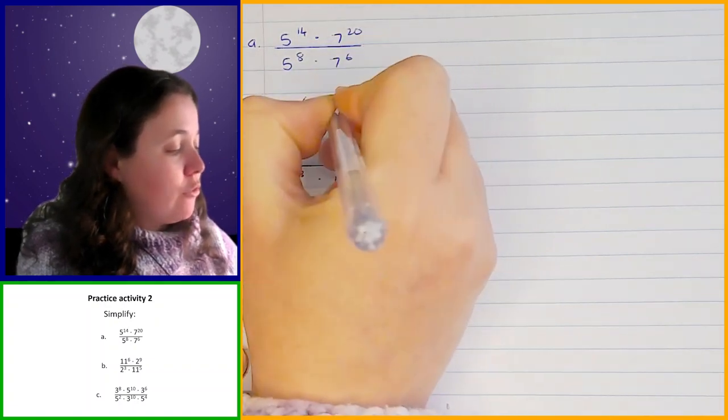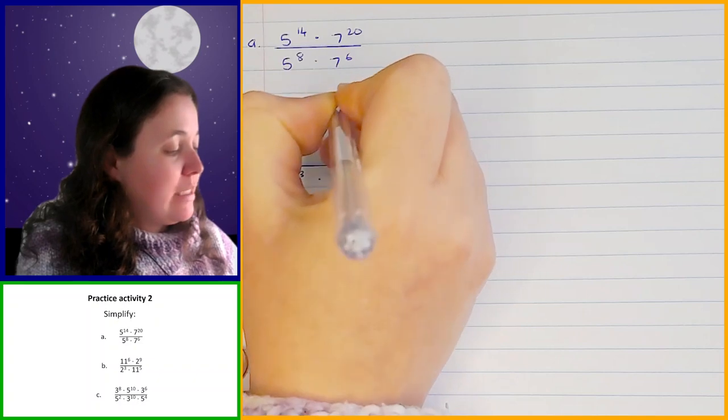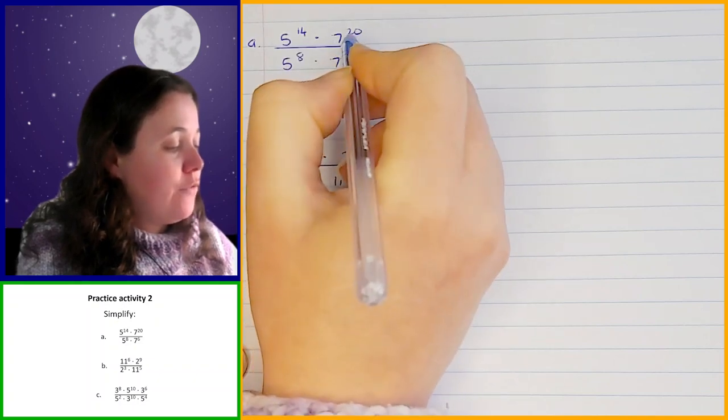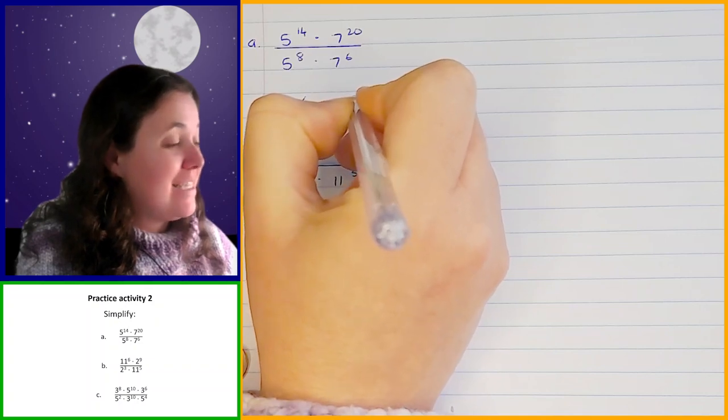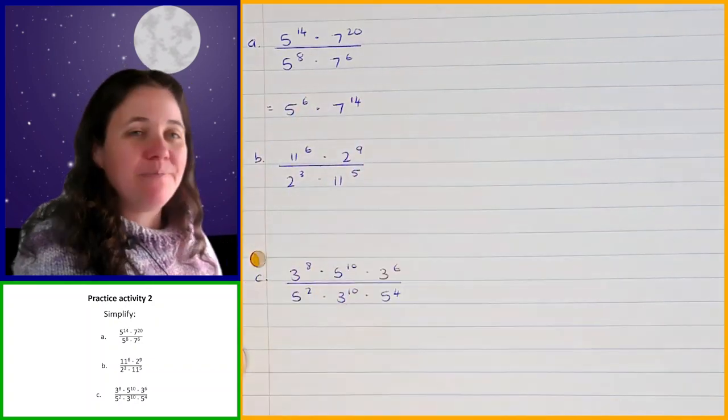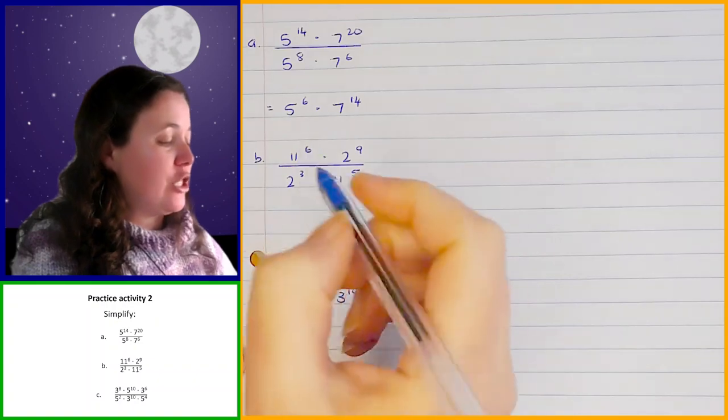Times, I've got then 7 to the power of 20 divided by 7 to the power of 6, that gives me 7 to the power of, and I subtract the exponents, 20 minus 6 is 14. Okay, so that's what you should have got for question A.